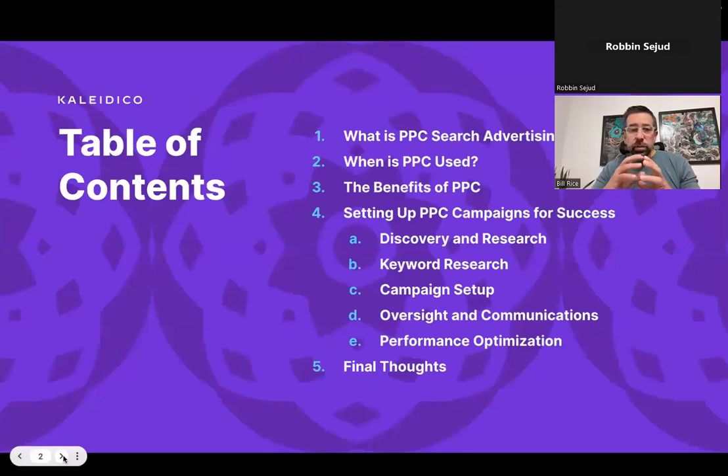Then we're also going to talk about what role it plays in your overall mix of advertising and marketing tactics. We're also going to teach you, or help you, to interact and talk with your PPC manager or your agency who's probably doing this on your behalf.